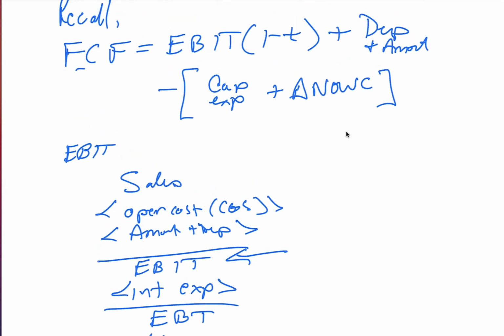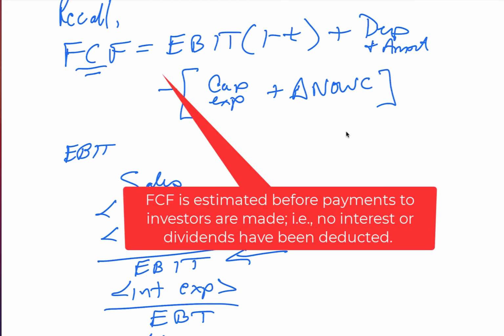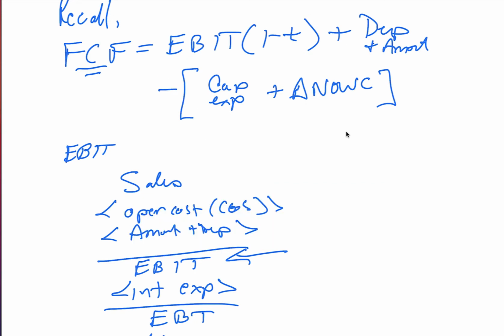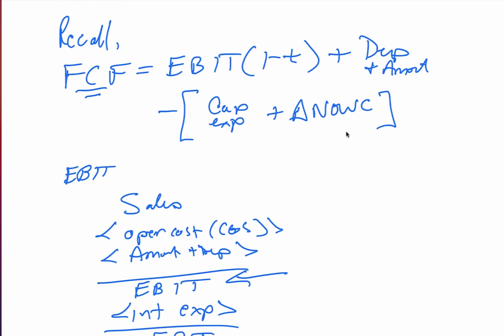And what free cash flow measures is the free cash flow before any payments are made to bondholders or stockholders, before any investors are paid for the money that they lent or invested in the company. So it's the free cash flow coming from operations. And I'll show you in a bit what I mean by that when I show you a balance sheet. But for now, you know amortization and depreciation was non-cash, so that's why we're adding it back here.